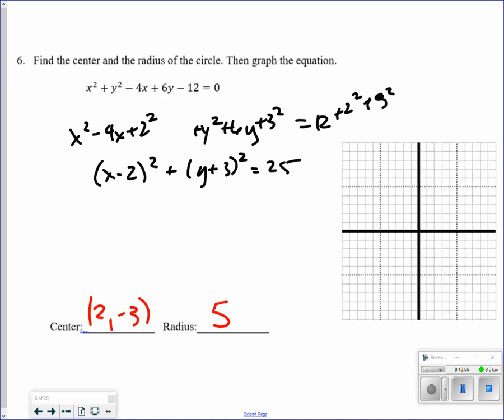So when I go to graph it, (2, -3), and left 5, up 5, right 5, and down 5.